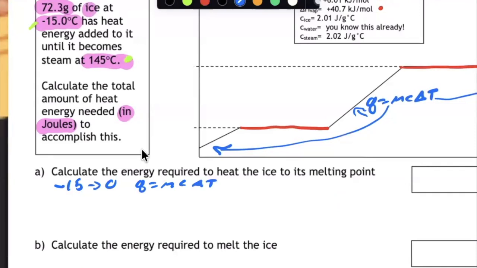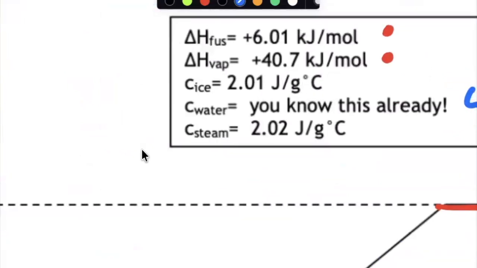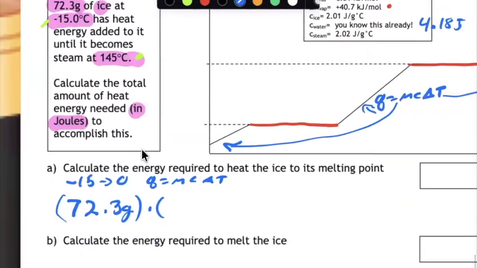So M is mass, which I have right up here. That's going to be 72.3 grams times C. Now remember the C of water, you have to know that. That is 4.18 joules, or 1 calorie if you're wanting to solve for calories. So the C of ice is 2.01 joules.